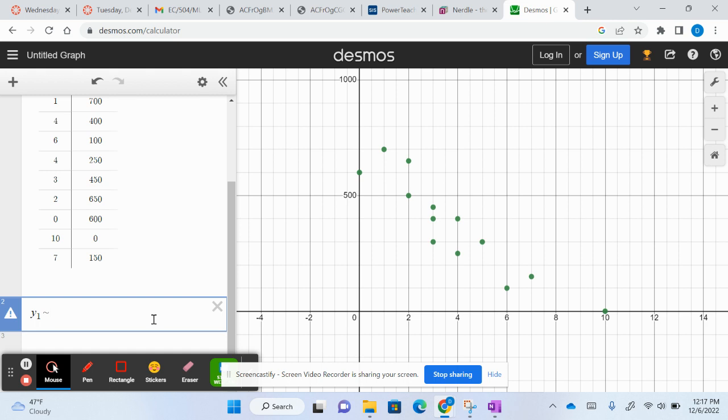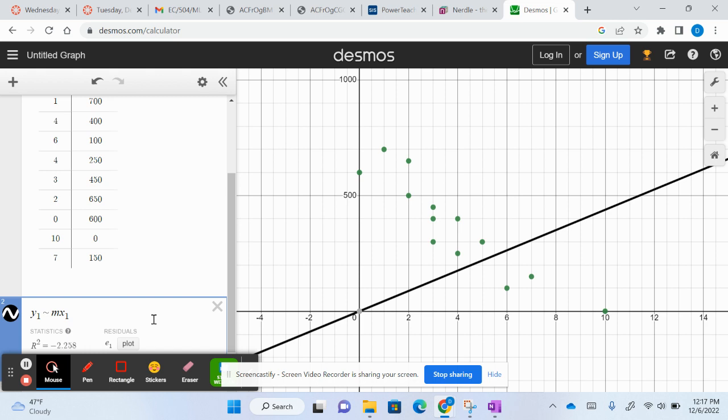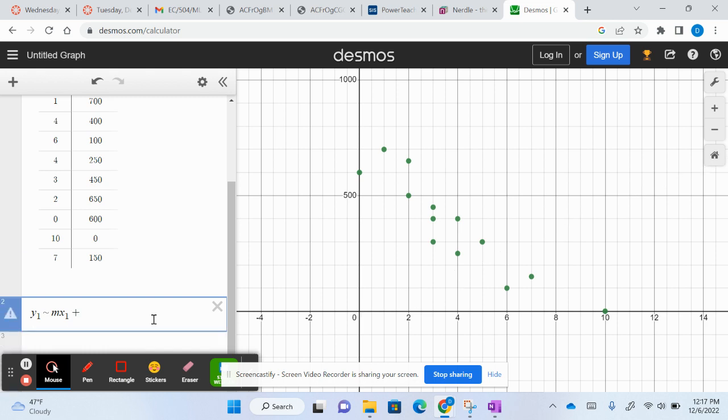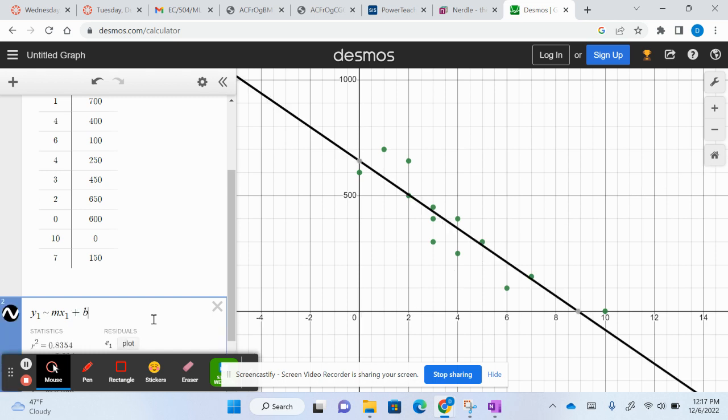So you guys are going to use the same thing again, right? MX1, and then we're going to do plus B. So that's what you're typing in, and it is going to give you your equation. Did you get it? So Y and then just the number 1. I said Y and then the number 1, and it's automatically going to drop it for you. Okay. Are we good?